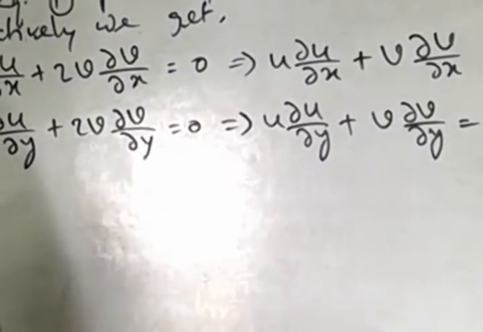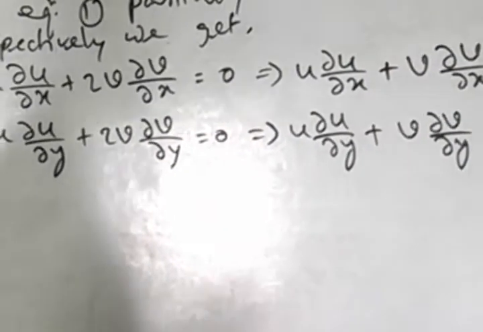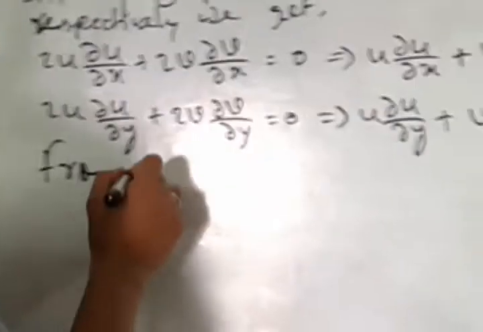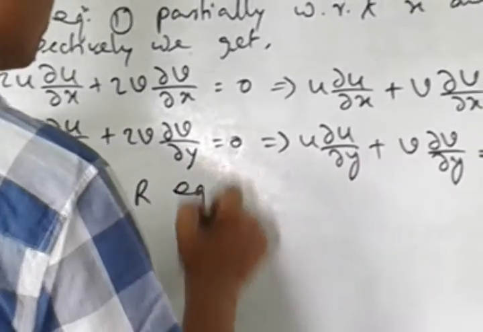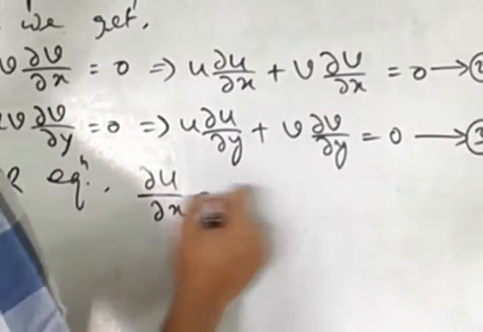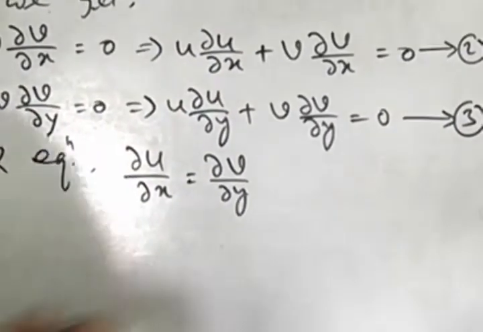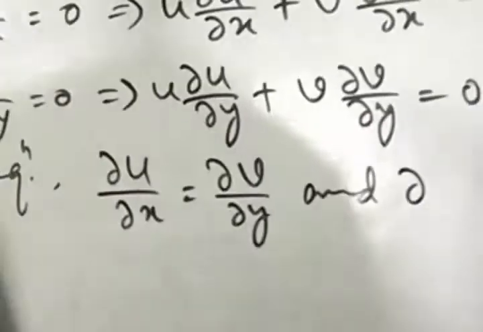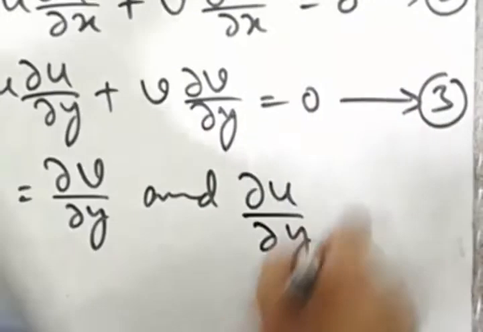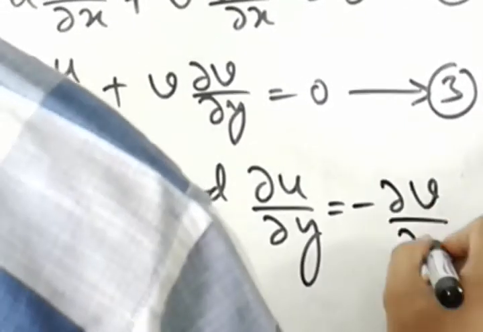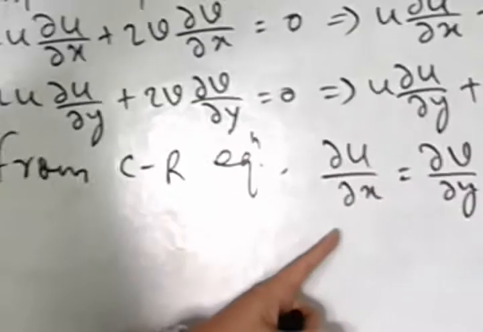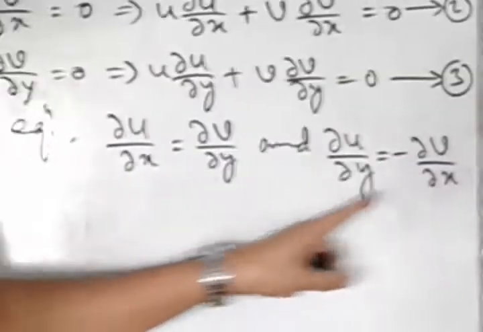And from the Cauchy-Riemann equations for an analytic function, we know from the CR equations, CR meaning Cauchy-Riemann, that del u by del x is equal to del v by del y, and del u by del y is equal to minus del v by del x.